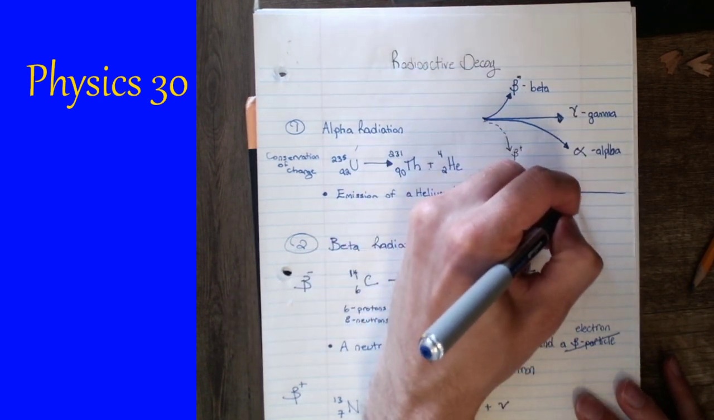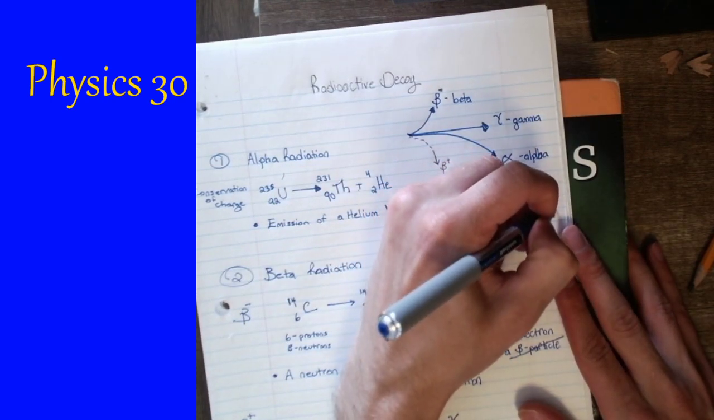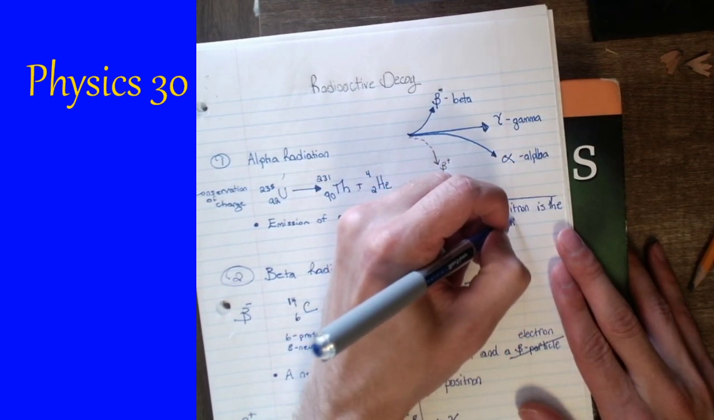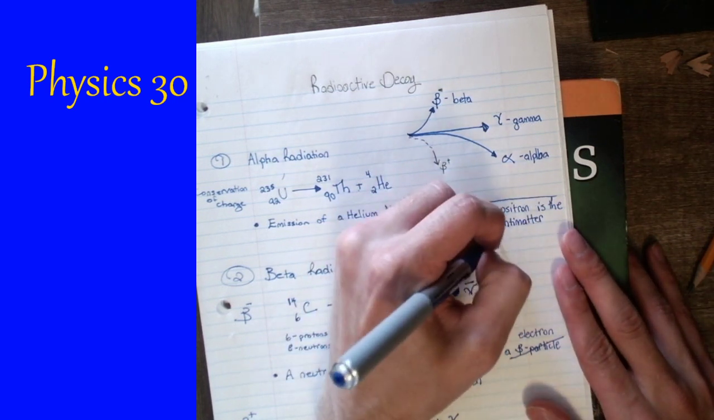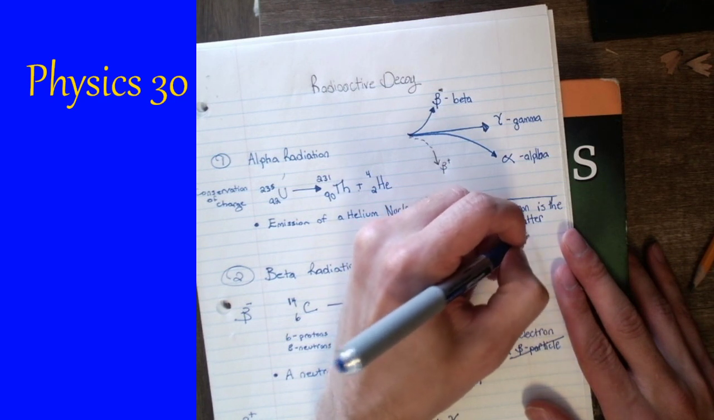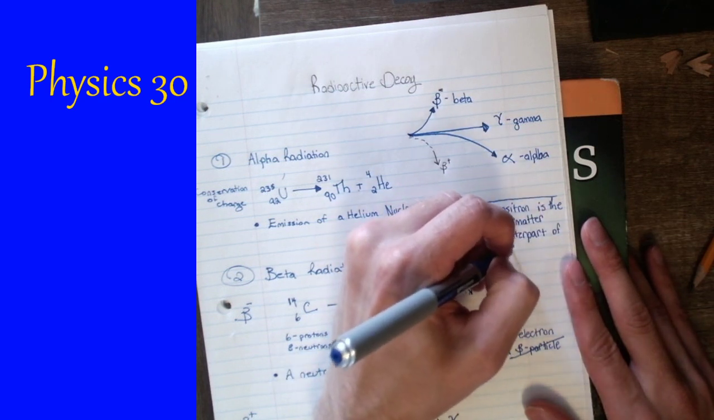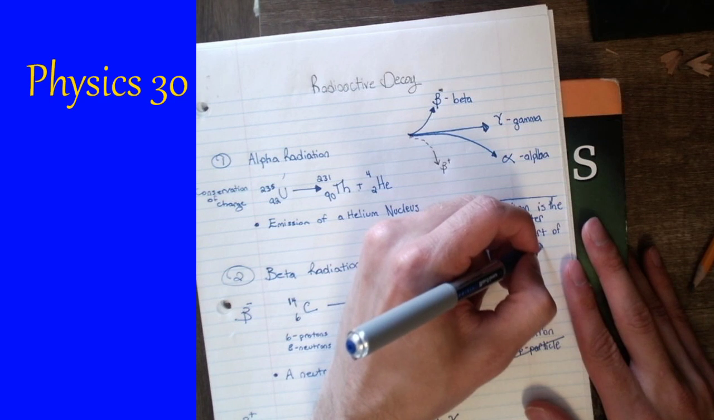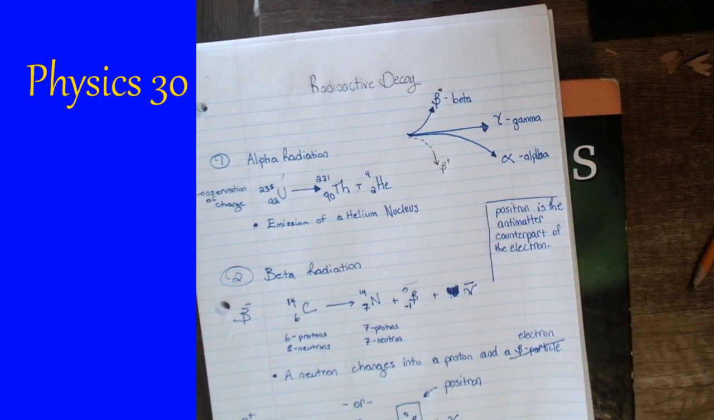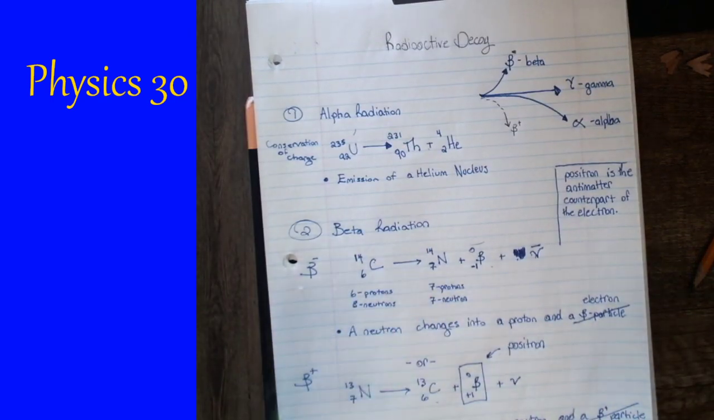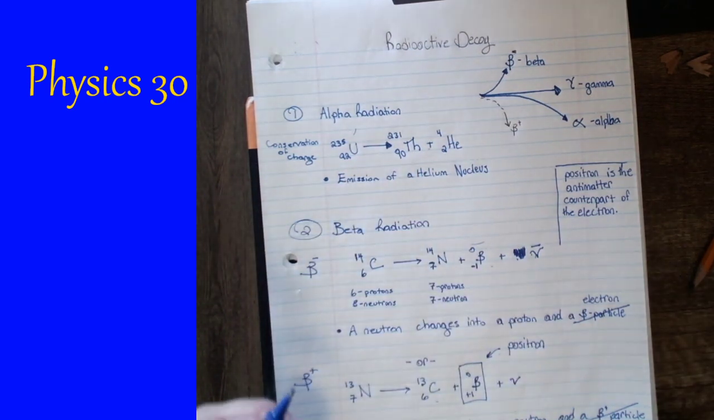A positron is the antimatter counterpart of the electron. It is now at this stage of physics that we can talk about antimatter. So the brief idea is that the positron has the exact same mass as the electron. It, however, has the exact opposite charge.